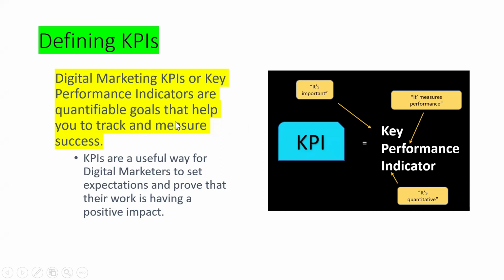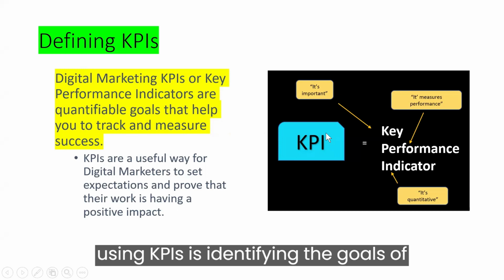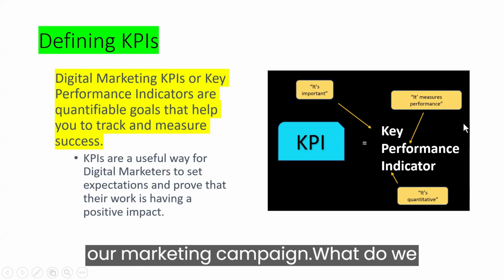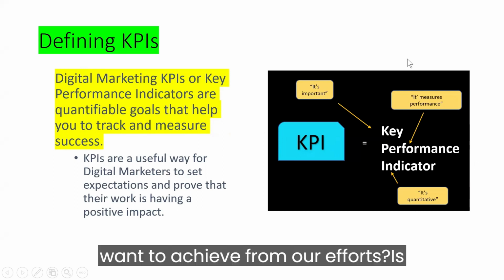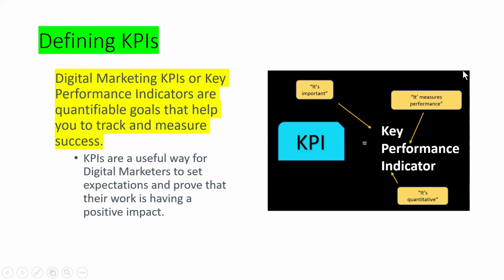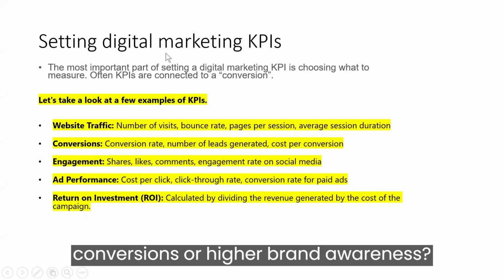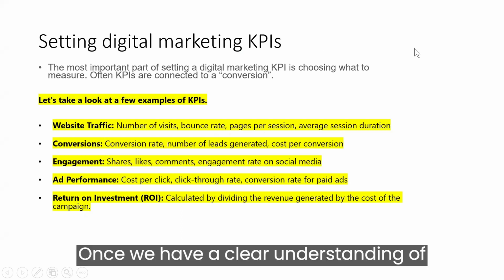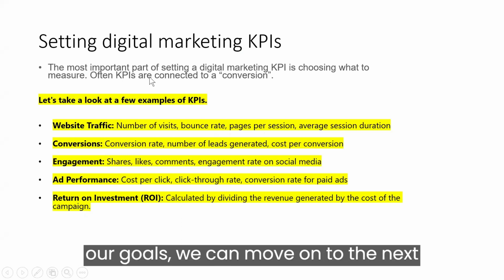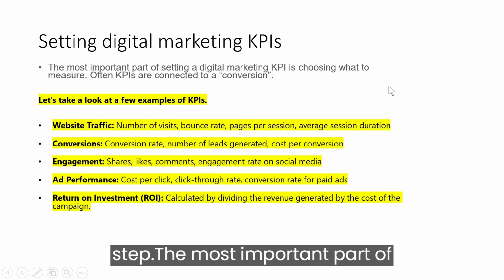The first step in using KPIs is identifying the goals of our marketing campaign. What do we want to achieve from our efforts? Is it increased website traffic, more conversions, or higher brand awareness? Once we have a clear understanding of our goals, we can move on to the next step.